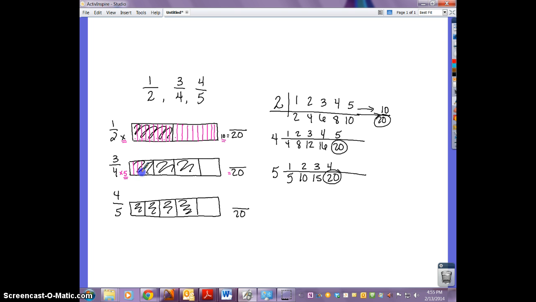1, 2, 3, 4, 5. Again, not perfect, but still giving our general idea.